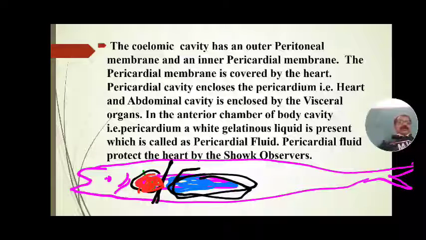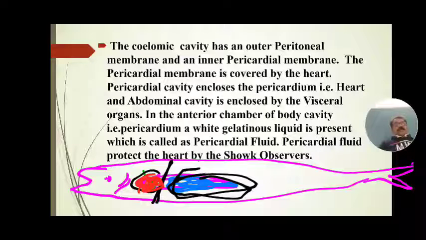What is the function of this pericardial fluid? It protects the heart from injuries, from danger, and from abnormal shock and abnormal situations, acting as a shock absorber. With this, the anterior pericardial chamber covers the heart, and the posterior abdominal or visceral chamber protects the alimentary canal. The whole cavity is present inside the body of the fish Wallago attu, and is called the coelom of Wallago attu or coelom of fish.